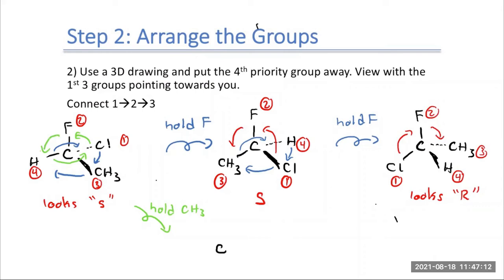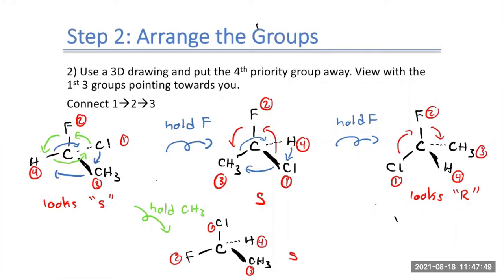So here I have my carbon. I kept my methyl in the same spot. That hydrogen moved back, chlorine moved up, and fluorine moved down a little. So when we number our priorities, 1, 2, 3, 4, you can see it's still going in that S configuration. It still looks like it's S.